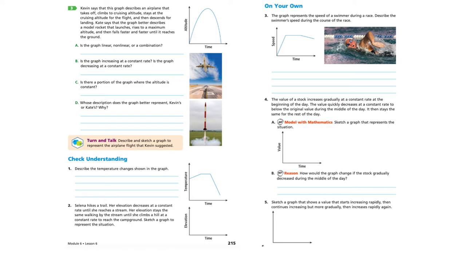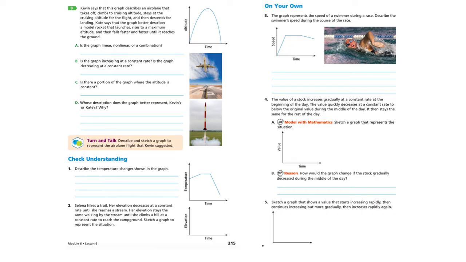C, is there a portion of the graph where the altitude is constant? So this is the top altitude. Is there a place where that remains constant for an extended period of time? D, whose description does the graph better represent, Kevin's or Kate's, and why? So work on that one. So pause here, work on that. When you feel good about your work, you can go to the check understanding.